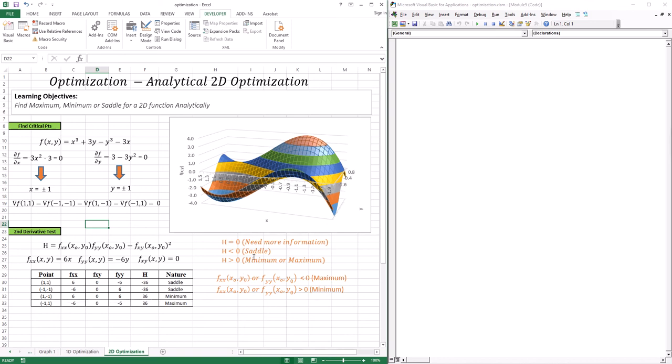So the other criterion that we have is down here. If fxx or fyy is less than 0, then we have a maximum.